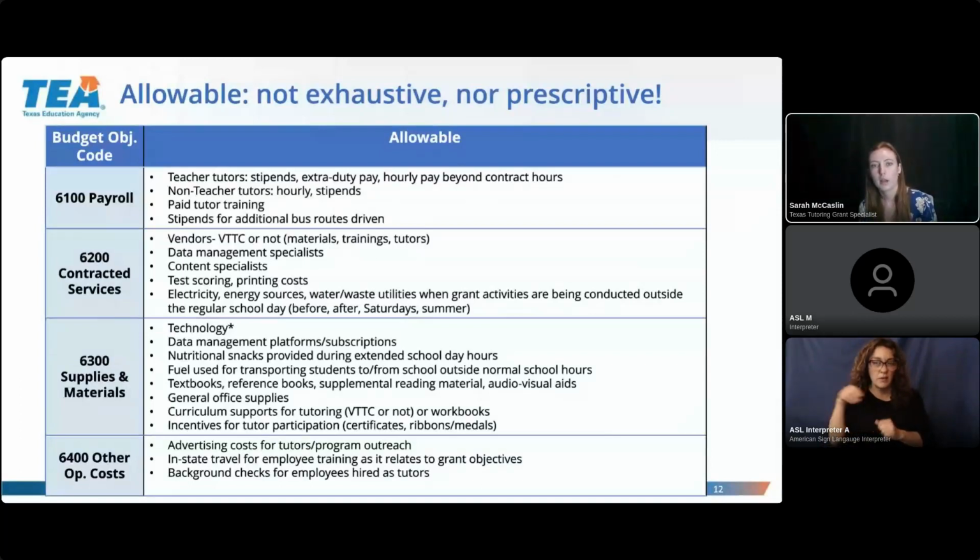So again, when we talk about allowable, it's not exhaustive. I'm not telling you how to spend the money, but it really is an evolving list of ways that we've seen money spent so far. That's meant to provide you guys with more opportunities to figure out which of these supports that do require funds is going to be best practice for your district.